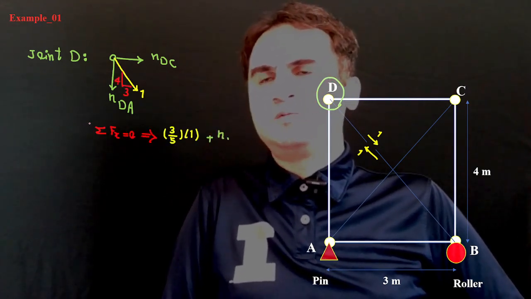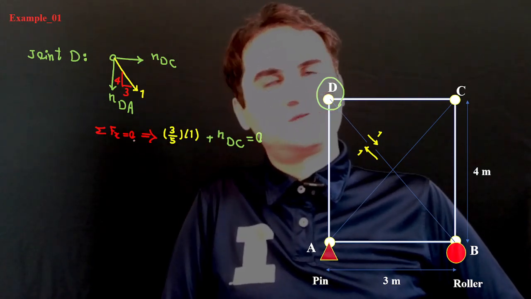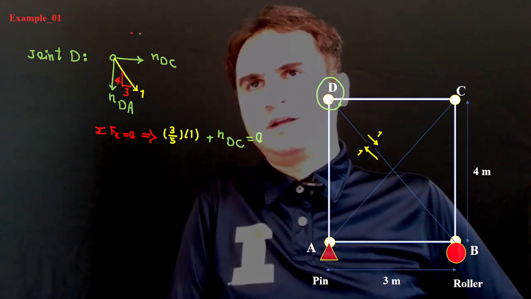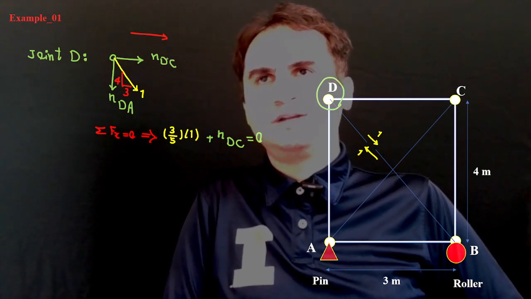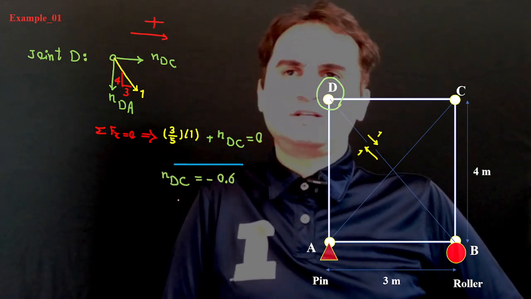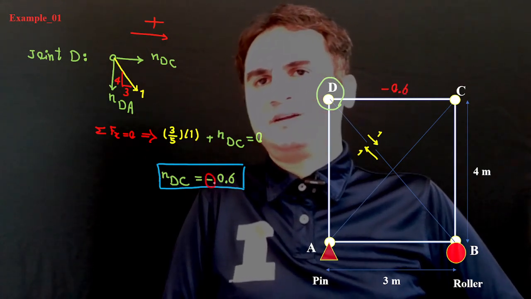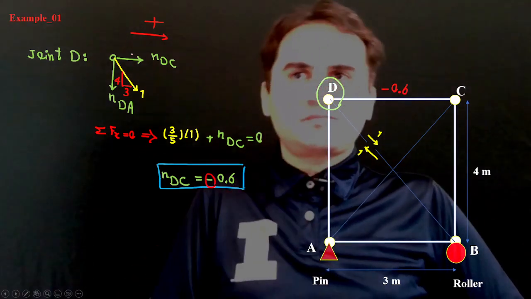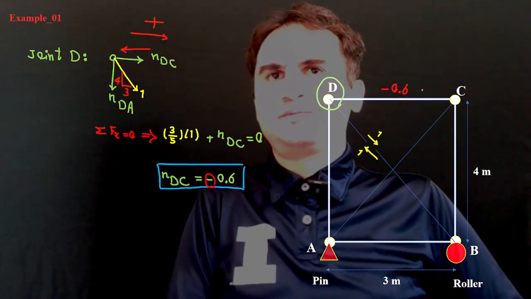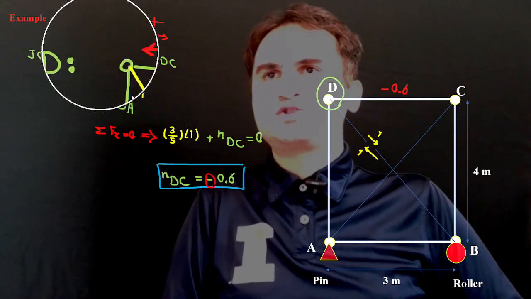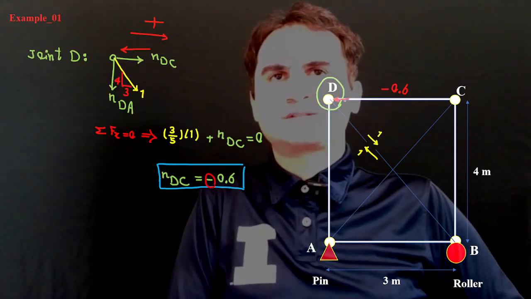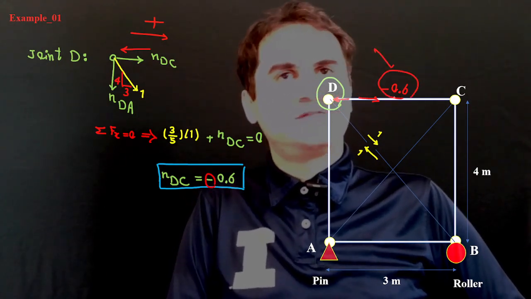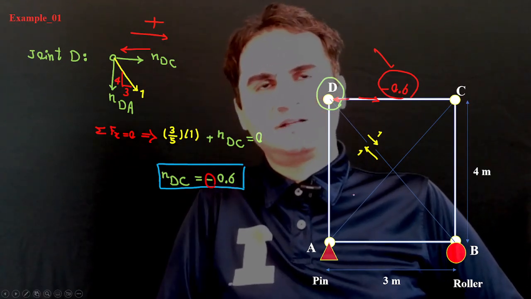If you develop the summation of force, for example, in the x direction, it says 3 over 5 of positive 1, again this is positive, plus NDC goes to 0 in the x direction. This is positive x, and it gives us NDC is negative, and that negative says it's not pull but push. So NDC should be, if it pushes the joint with the same force applied to the structure, that's a compression, with the value of negative 0.6. So that's a negative 0.6.